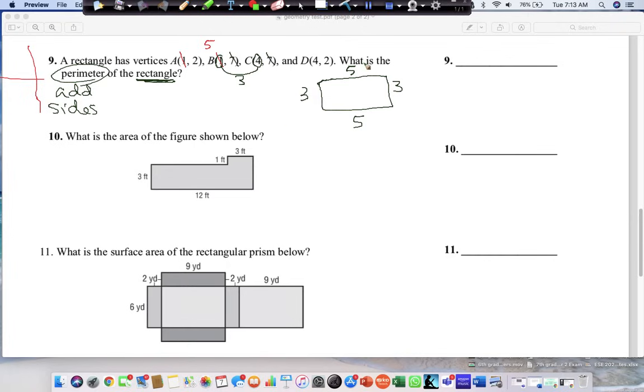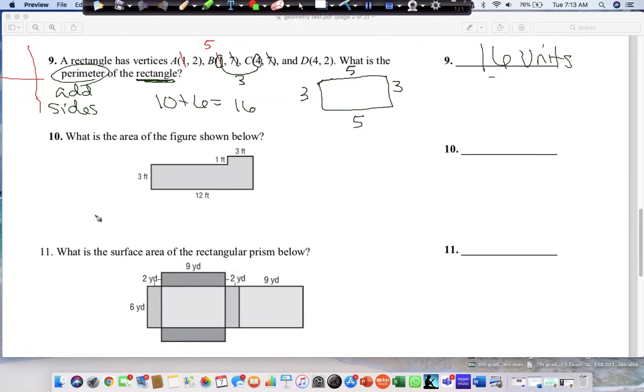So 5 plus 3 plus 5 plus 3. 5 plus 5 is 10. 3 plus 3 is 6. So 10 plus 6 gives me 16. It did not tell me the units, so the answer is just 16. Or you can write 16 units if you'd like, but the answer is just 16.